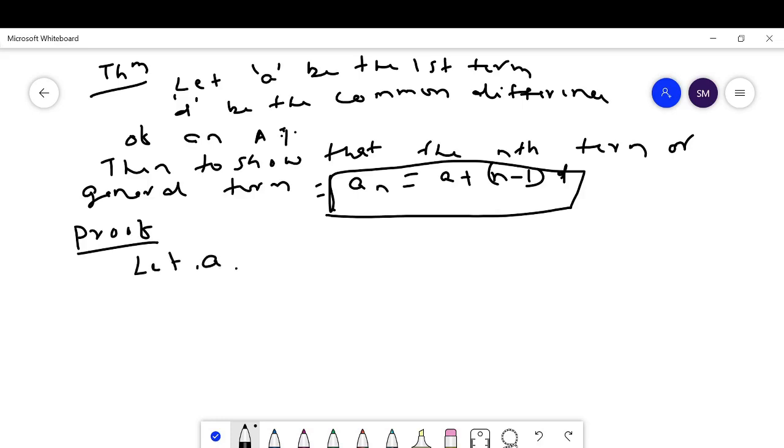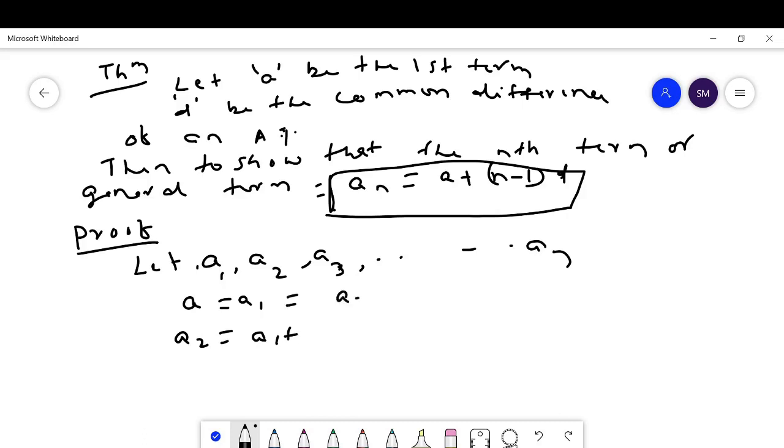Let the AP be A1, A2, A3 up to An. Here the first term a is equal to A1. Then A2 is equal to A1 plus d. A1 can be written in the form a plus 1 minus 1 into d.